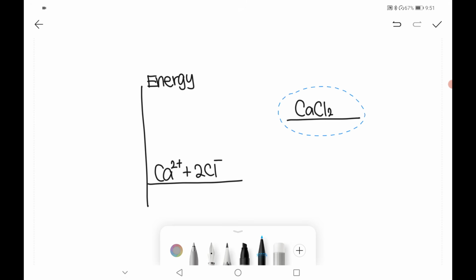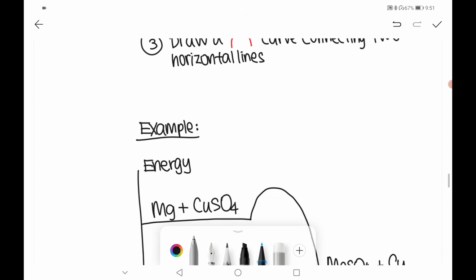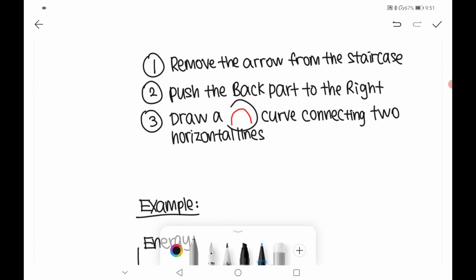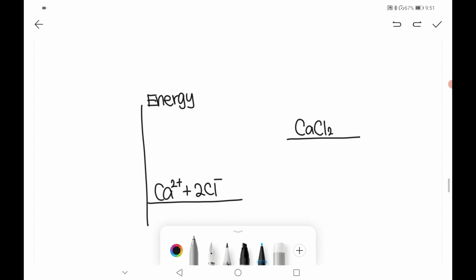Okay, right hand side. After we push to the right hand side, then we draw an N curve connecting the lines. So the N curve you must draw here and here. So draw the N curve. The N curve like this. Just draw the N curve like this.